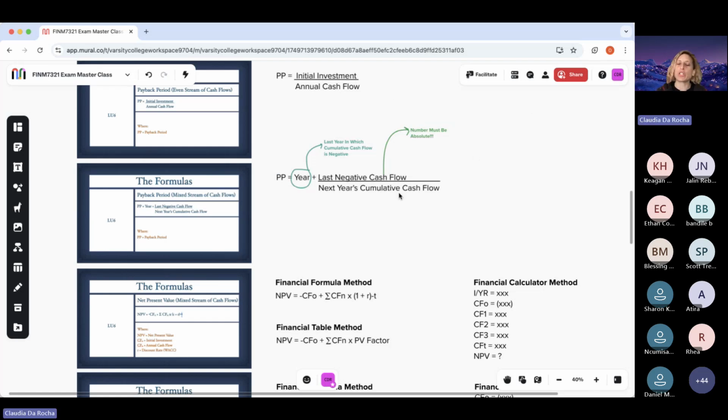And then your next year's cumulative cash flow. So the year that you have your last negative cash flow, the next year's cash flow is what you put underneath here. But I will go through a question so you can see what I mean by that. Sometimes this formula isn't very clear as to what it needs to do.